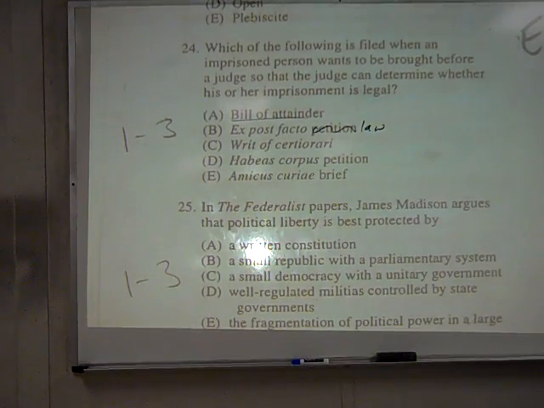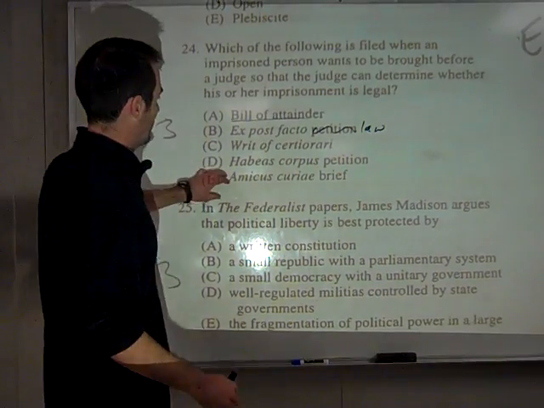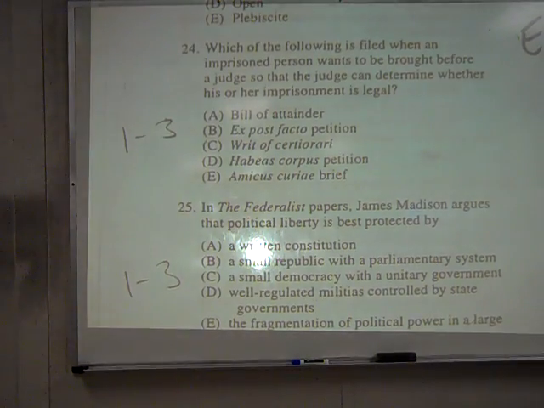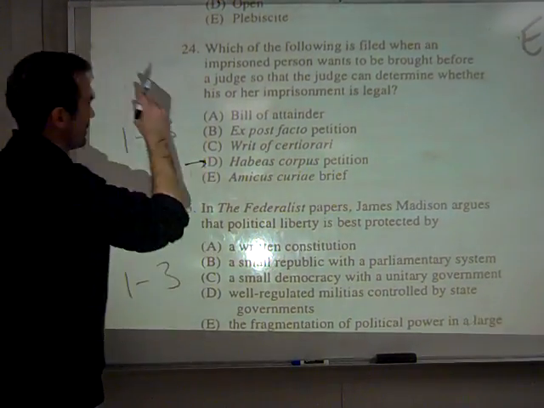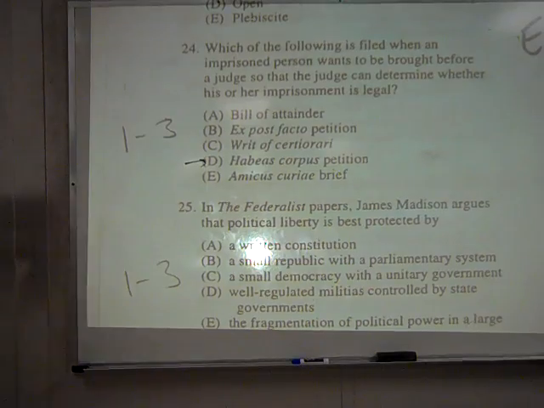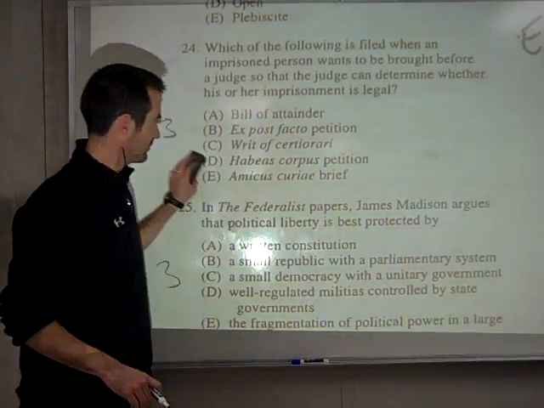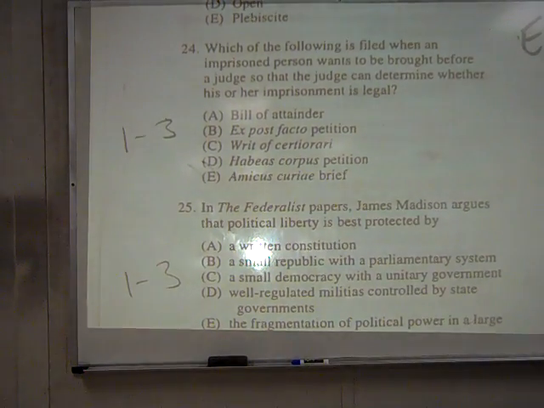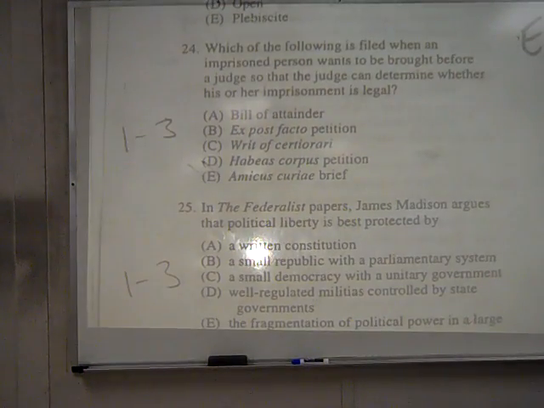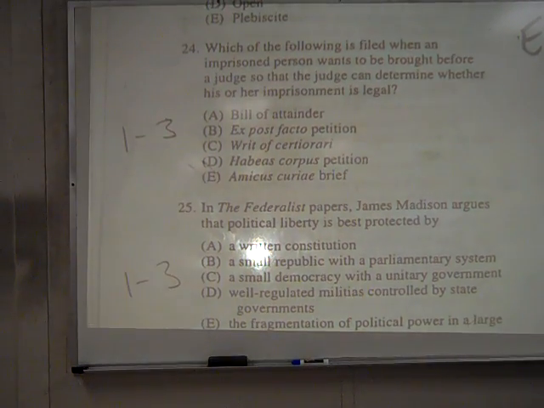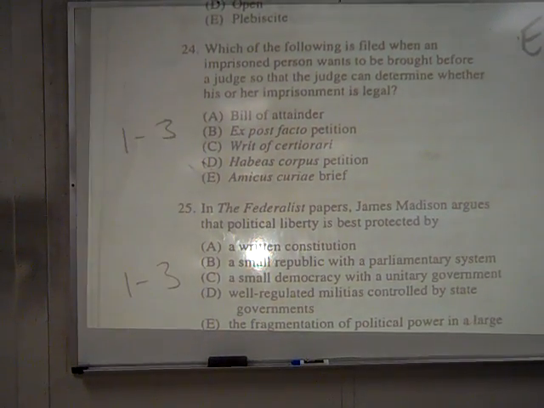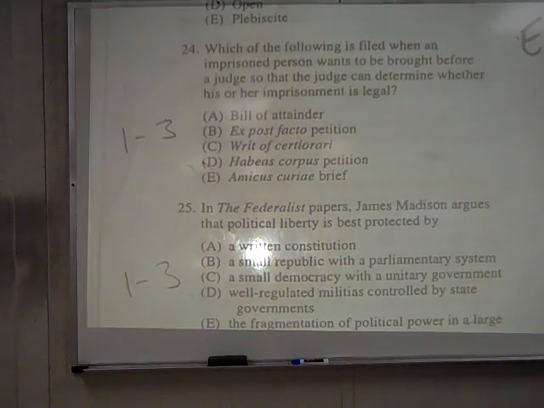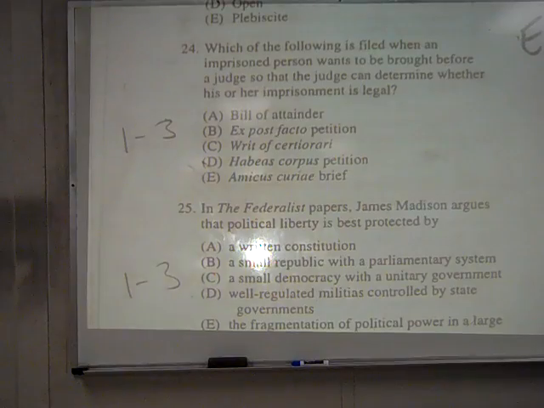All right? And then an amicus curiae brief is a legal term for a friend of the court brief. So, what does the question say? Which of the following is filed when an imprisoned person wants to be brought before a judge? That's habeas corpus. So that the judge can determine whether his or her imprisonment is illegal. And Abraham Lincoln famously suspended habeas corpus, imprisoned some rebel sympathizers, just to keep them from committing future crimes. It was unconstitutional. And you can totally get away with it during times of rebellion or invasion, according to Article 1. So Congress can do that, not the President.